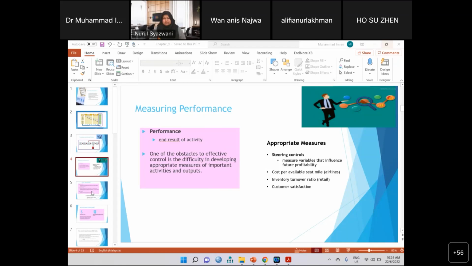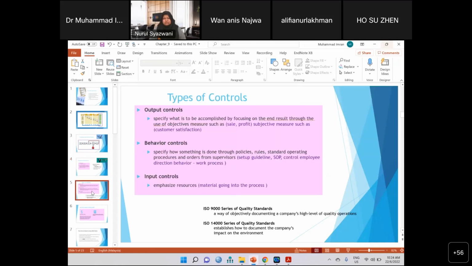Anyway, so further, this slide is about the types of controls. There are three basic types of control: output control, behavioral control, and input control. Output control specifies what is to be accomplished by focusing on the end result.